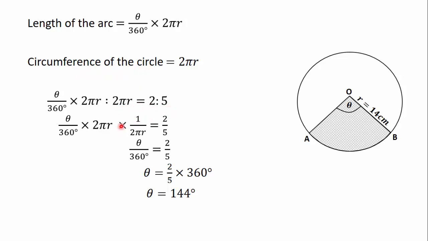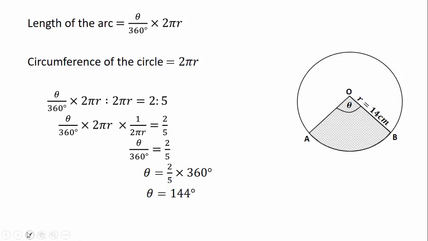So from here, we need to perform some mathematical computations in order to find theta, which will help us to find the perimeter of the shaded portion, the minor sector. So here, we know that theta over 360 times 2 pi r is to 2 pi r is given as 2:5. This colon here means divided by, so it means that theta over 360 times 2 pi r divided by 2 pi r, which is the same as times 1 over 2 pi r, will give us 2:5, which can be written as 2/5. If you watch the video on ratios, you understand why 2:5 is written as 2/5.